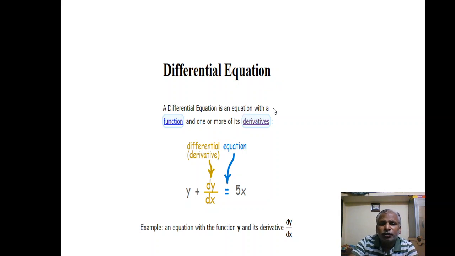A differential equation is an equation with a function and one or more of its derivatives. It contains the dependent variable y and its derivative. Such an equation is called a differential equation. Here y is the dependent variable and x is the independent variable, y is a function of x. The derivative of y with respect to x plus y equal to 5x is an equation which contains a derivative term, and is called a differential equation.